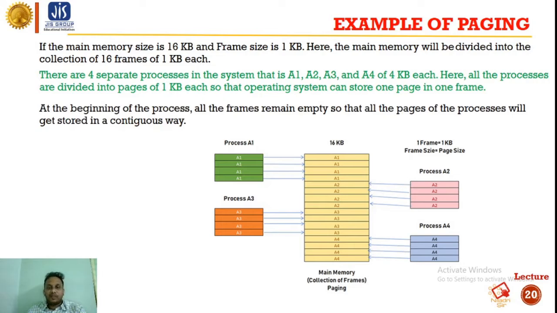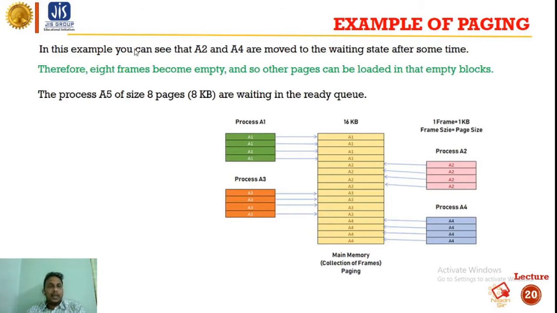At the beginning, all the frames remain empty, so that all the pages of the process will get stored in a contiguous way. So at first the main memory was empty. As you can see, at first process A1 gets executed. After that the process A2 will be executed. After that A3 and A4. In between A1, no other process came into the main memory. In this example, you can see that A2 and A4 are moved to the waiting state after some time.